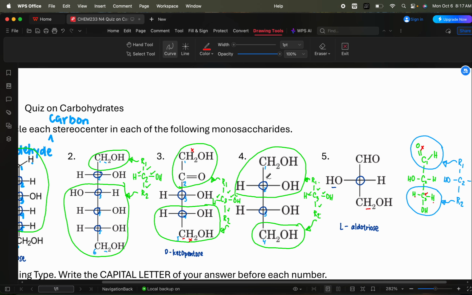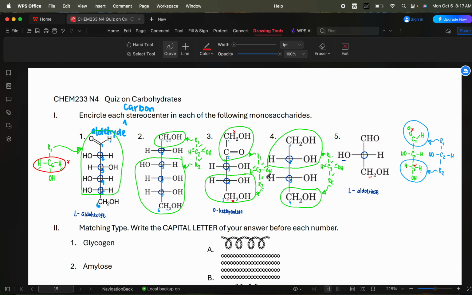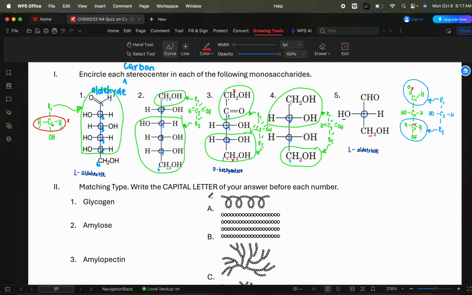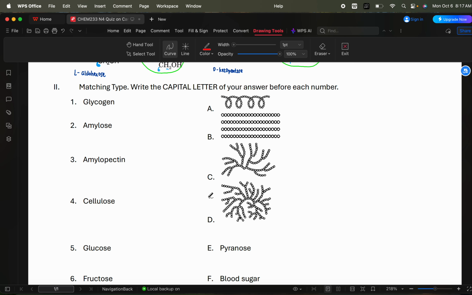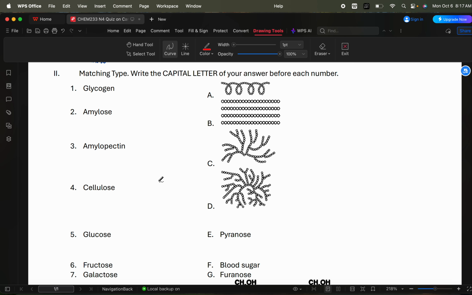Okay, so that's the answer for part 1 of your quiz. Some of you encircled all of the carbons, so that's right minus wrong. Let's proceed to part 2, which is matching type.